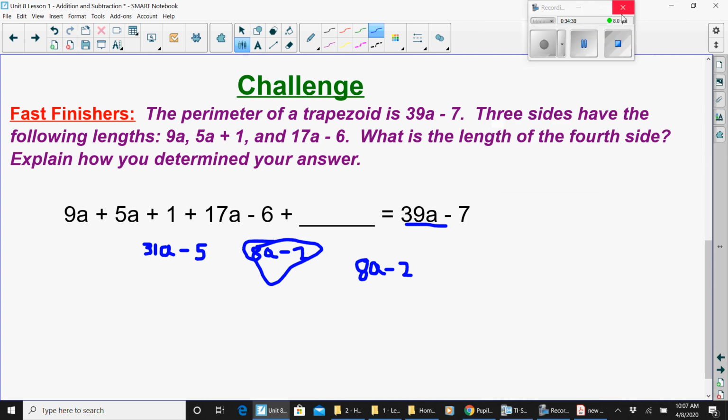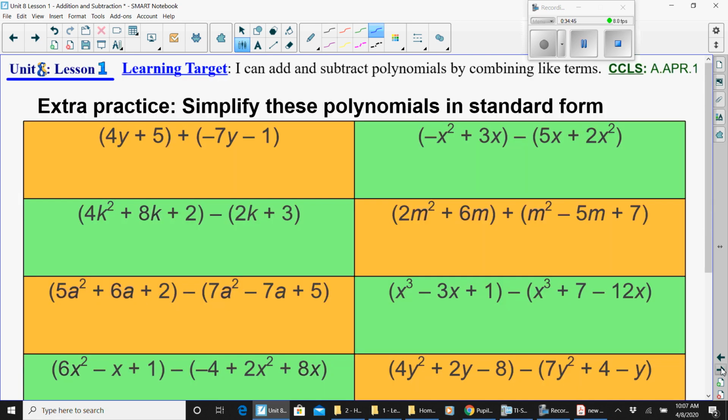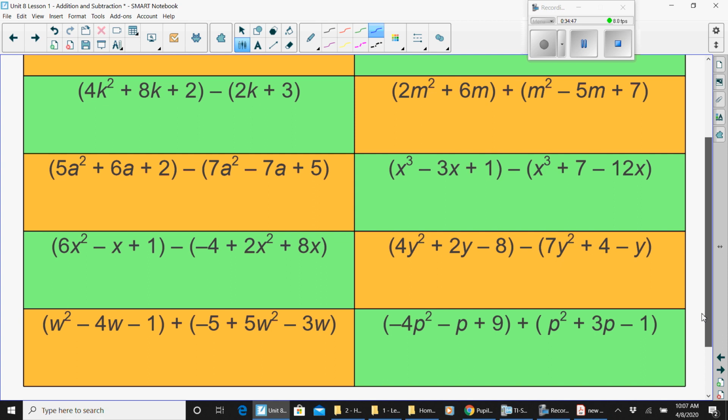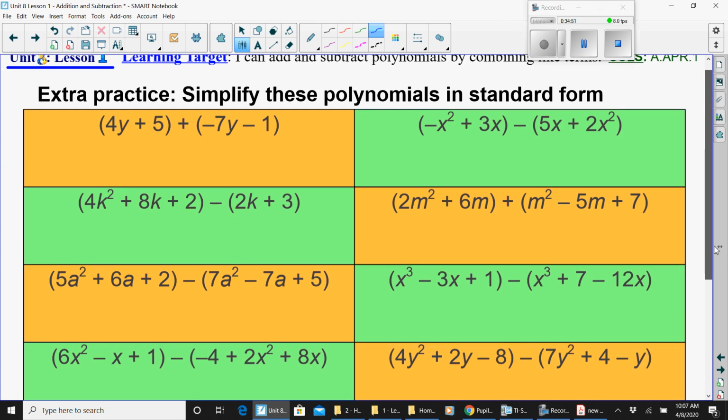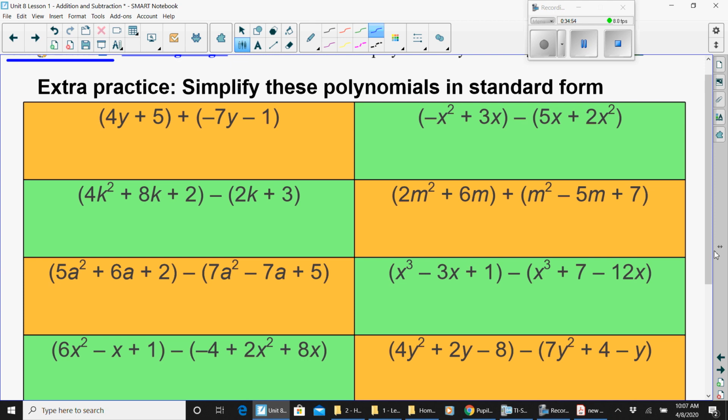That's it. A lot of different ways you can do it. I just did it that way. All right, go ahead, and this is extra practice. I'll come back with all of the answers. Just go ahead and see if you can do these. These are all extra practice.